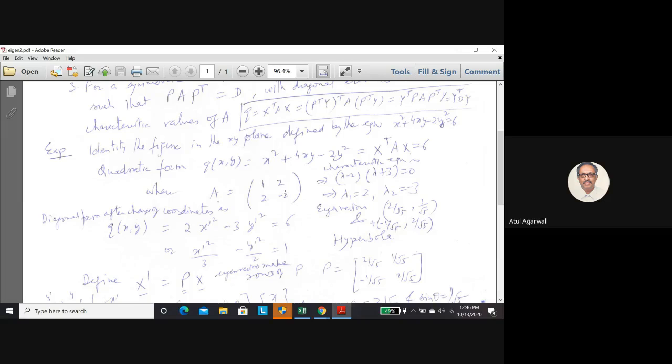Now this A, you can find the eigenvalues. Eigenvalues are lambda is equal to 2 and lambda is equal to minus 3. Corresponding eigenvectors you can find. These are the corresponding eigenvectors. Now you can write this equation as 2 into x prime square minus 3 into y prime square is equal to 6. Right hand side remains as such, and this equation you have transformed into this form, where you have got x prime, y prime as some transformed variables. I'll show you what are these.